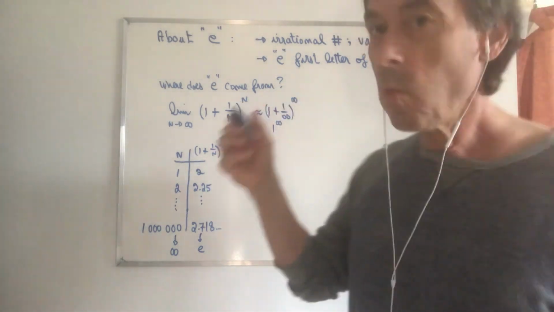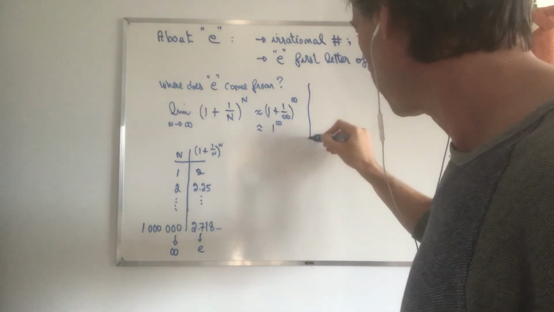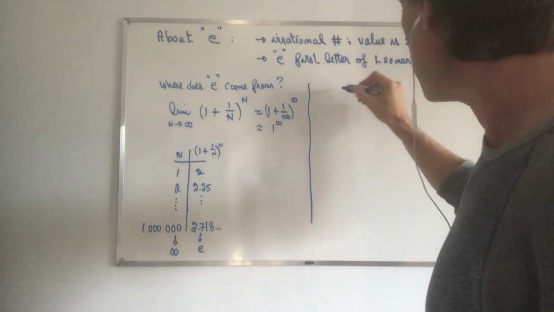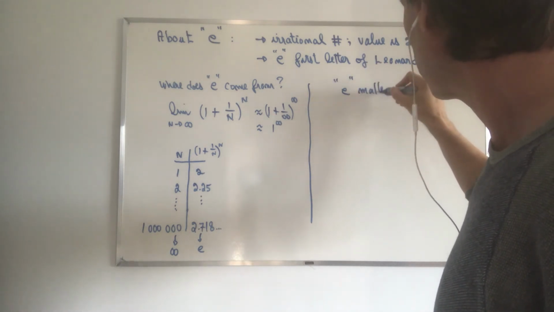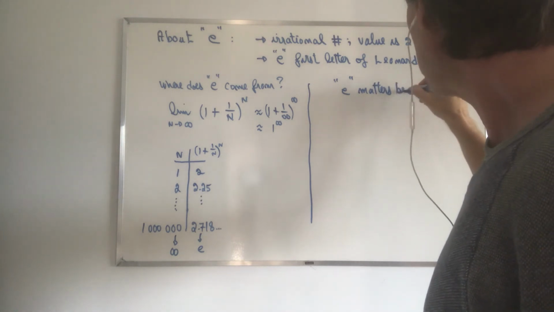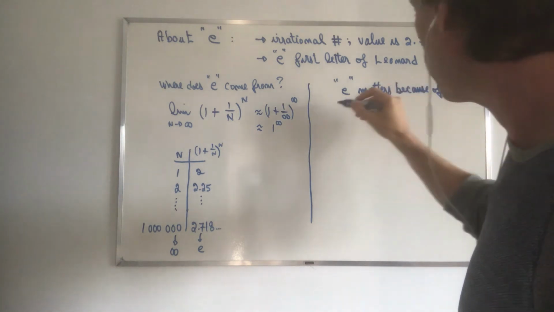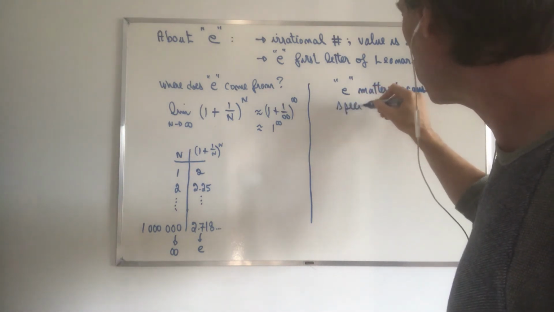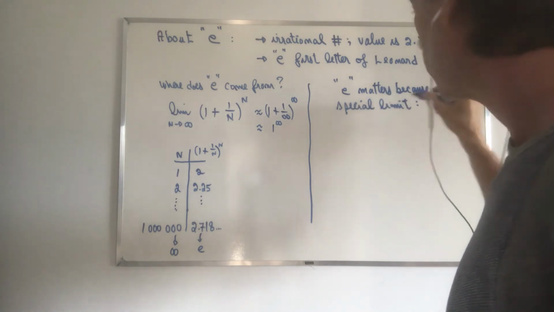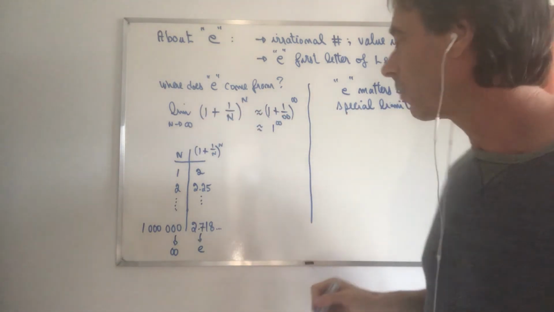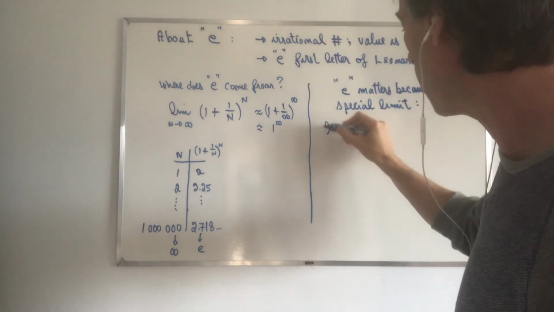Now, basically, why is e important for us? So e matters because of, for us, a very special limit. Not this limit. This is the limit for the origin of e. I have another limit that I would like to investigate with you, and it's this one.